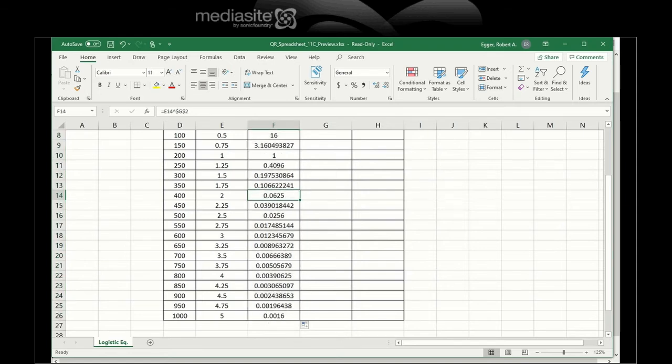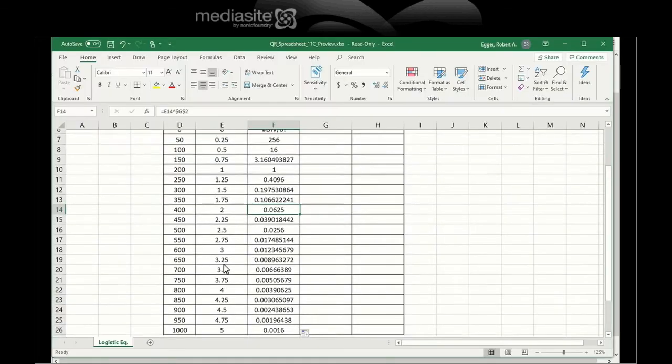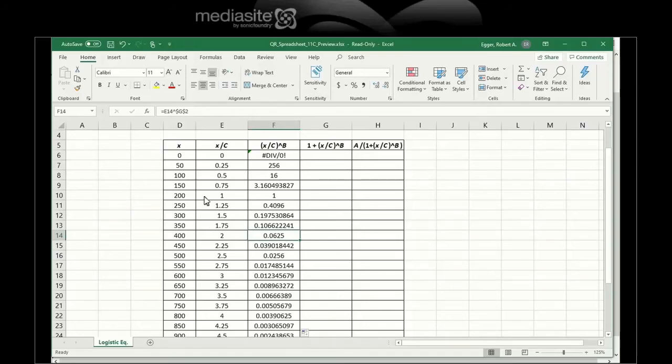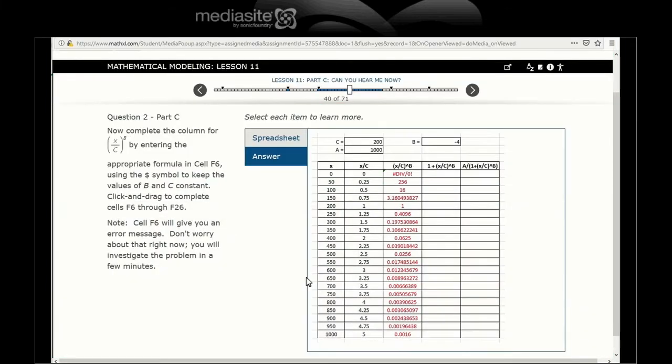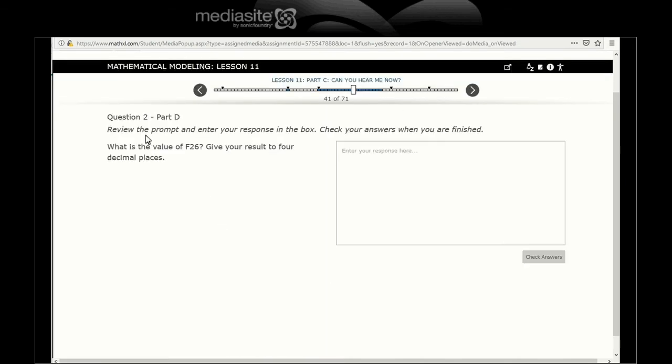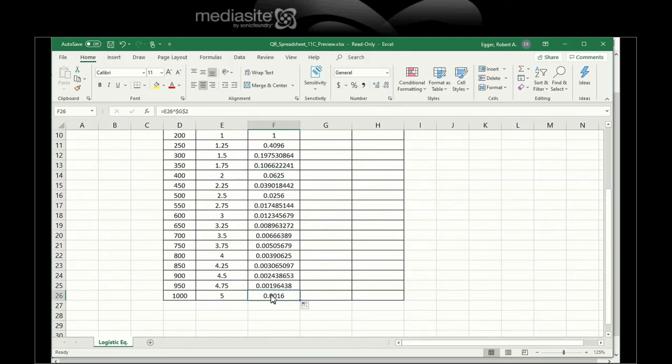And check: 0.0016. 0.0016. 2.0625, or 200. Oops, 400.0625. 2 was 1. Yep, we matched it. View the prompt. What is the value of F26? F26 is 0.0016.